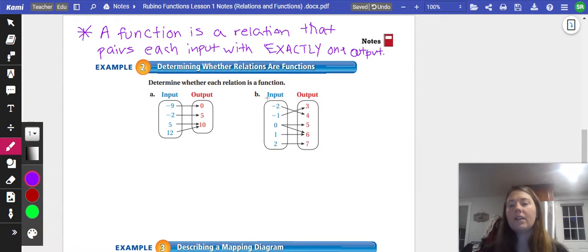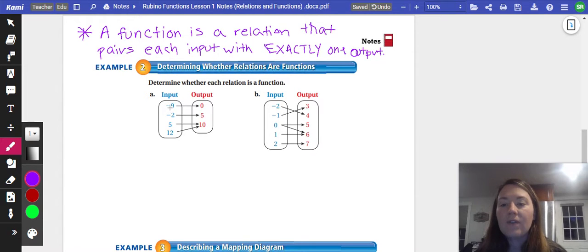Okay, so when we're talking about a function, each input should have exactly one output. So now let's look at example 2 and determine whether each of these relations would be considered a function. So first we will look at example A.